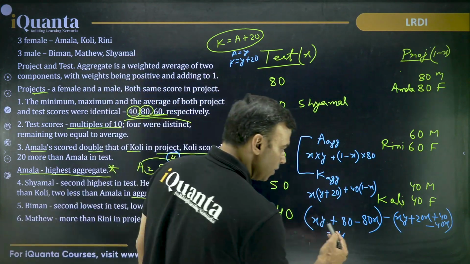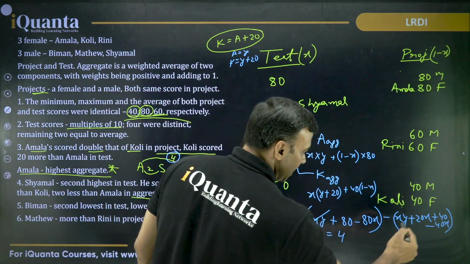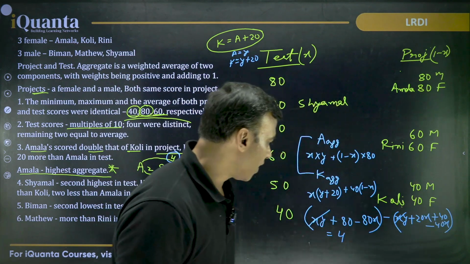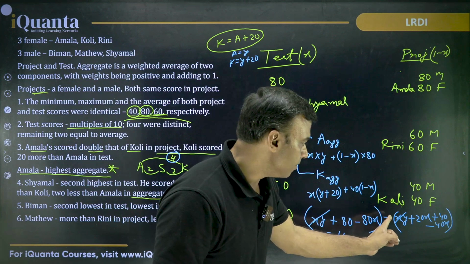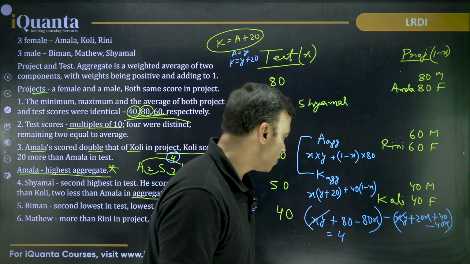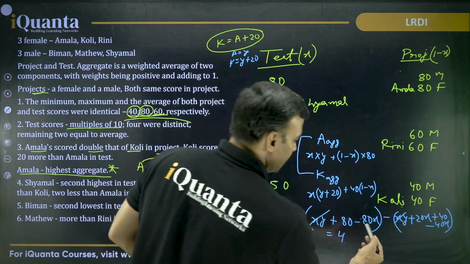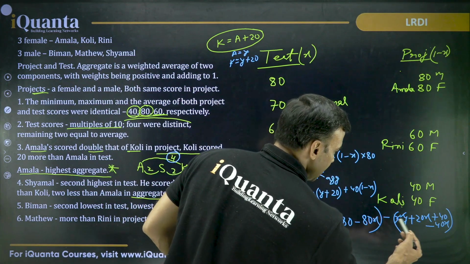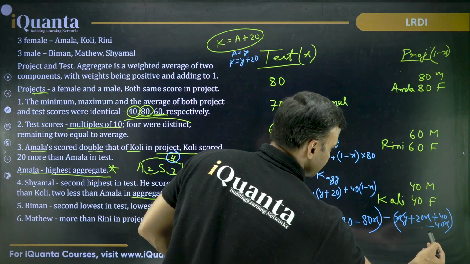I'll just show it to you. This is minus sign in between. So x and y, x, y cancelled. 80 minus 40, that is 40. And 80x minus 20x plus 40x, right? So what do we have? Minus 80x, is it correct? Yeah, minus 80x. Minus 20x, so minus 100 plus 40, that is minus 60x.